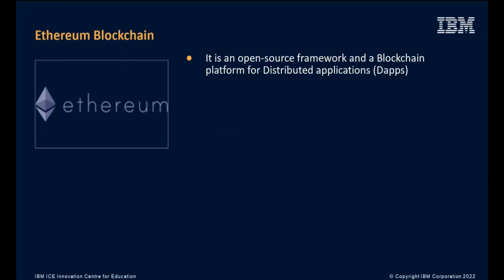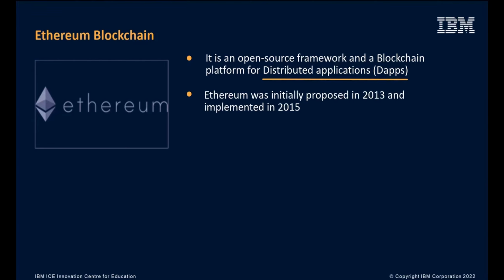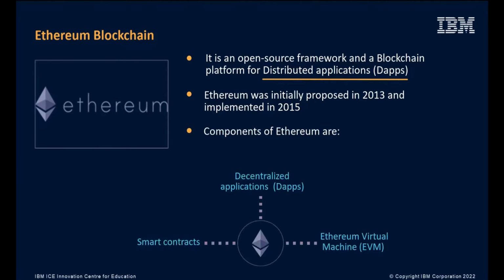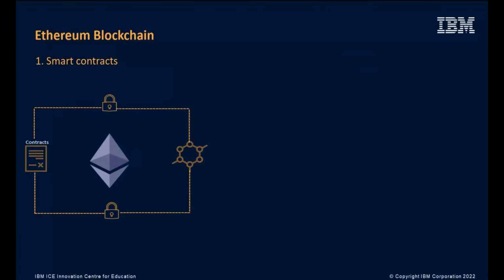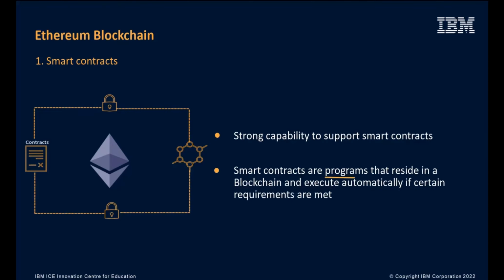Ethereum blockchain. It is an open source framework and a blockchain platform for distributed applications. It was initially proposed in 2013 and implemented in 2015. It has 3 main underlying components. 1. Smart contracts. It has a strong capability to support smart contracts. Smart contracts are programs that reside in a blockchain and execute automatically if certain requirements are met.